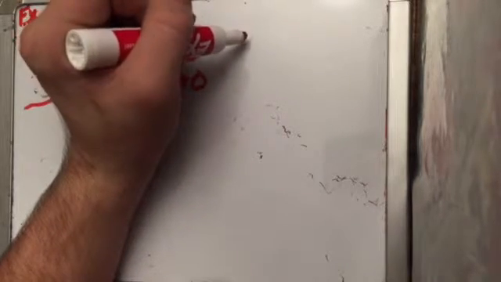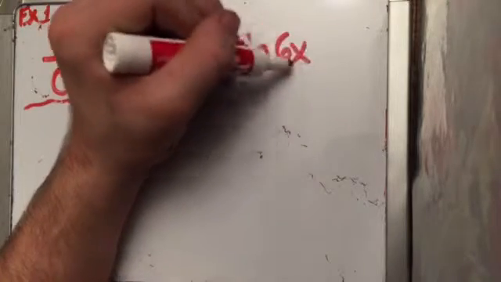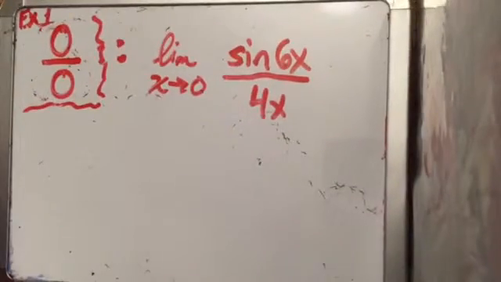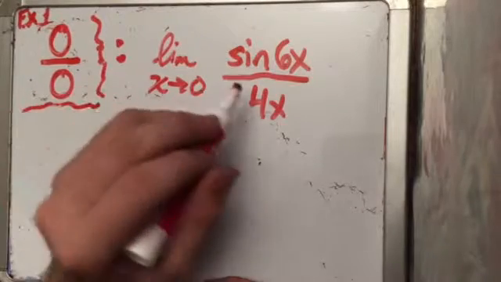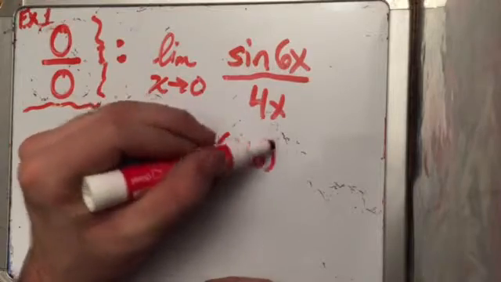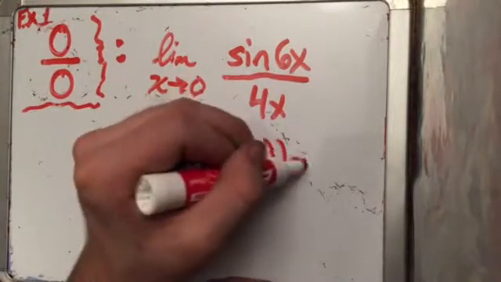So now we're going to look at the indeterminate form example for 0 over 0. Let's say we have a function with its limit as x goes to 0 of sine of 6x over 4x. We know that the limit of sine of 6 times 0, which is just 0, so sine of 0 is 0.